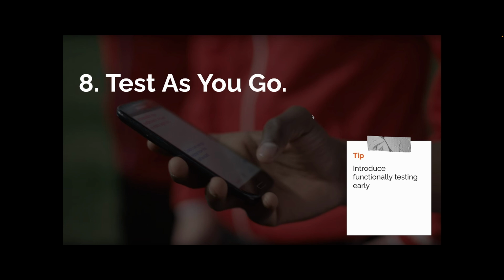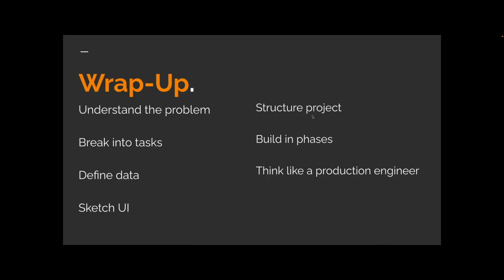All right, so these are the 8 points. That's pretty much everything I want you guys to know in this section. Just a summary of what I said so far: understand the problem, break into tasks, define your data-driven development, sketch your UI, structure the project, have proper folder structuring, build in phases, have your MVP approach in mind, don't overcomplicate things. Then think like a production engineer.